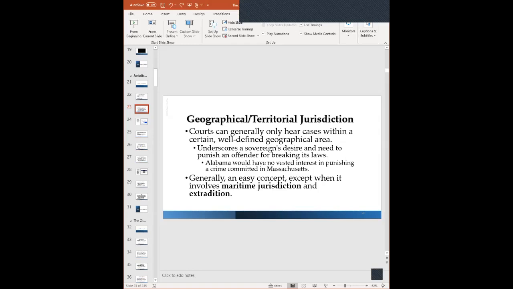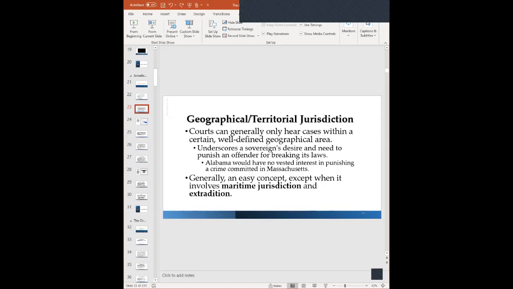You say, where's the geographical jurisdiction here? Well, probably this state, right? They broke the laws of the state of Illinois. Well, then geographical jurisdiction will be the state of Illinois. We will figure out the actual courthouse later, but in terms of geography, state of Illinois. But, and here is the big but. This generally easy concept gets really complicated regarding maritime jurisdiction.